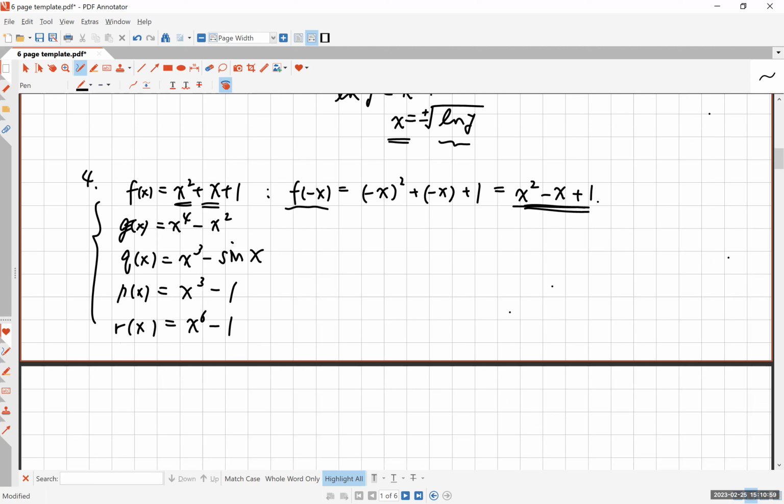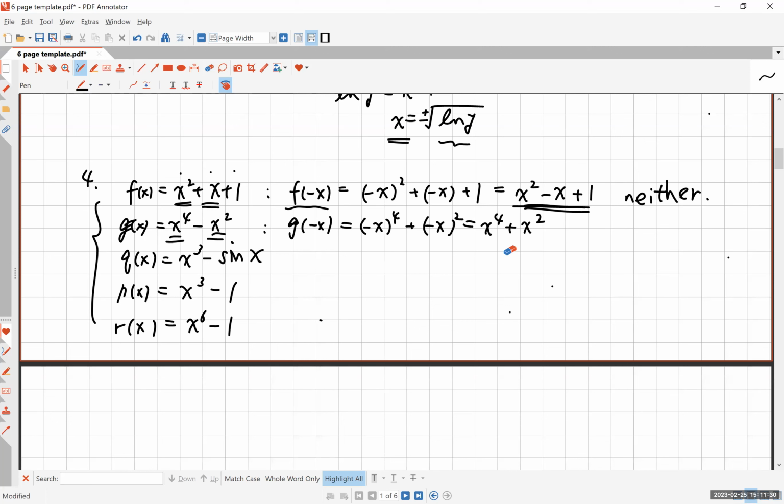And it's not negative f of x. Once again, the first and the last remain the same, but the middle one changes its sign. So this is neither. Neither odd, nor even. For this one, g of negative x is negative x to the 4th plus negative x squared, which is of course x to the 4th plus x squared, because both of these are even functions themselves.